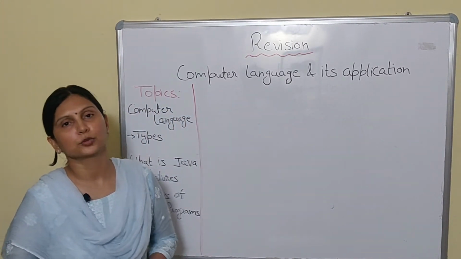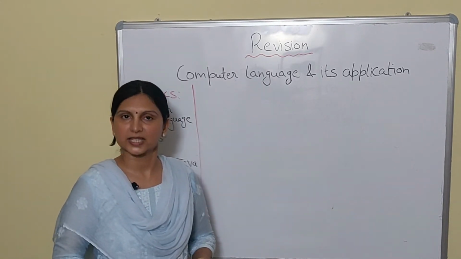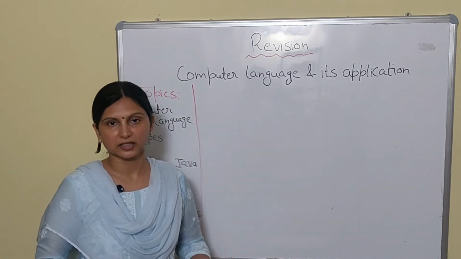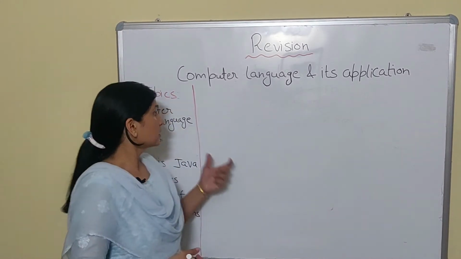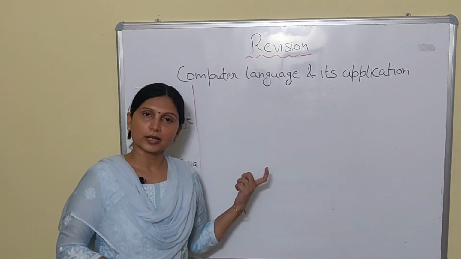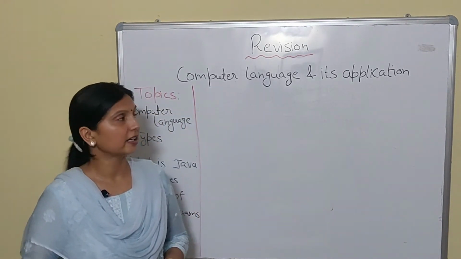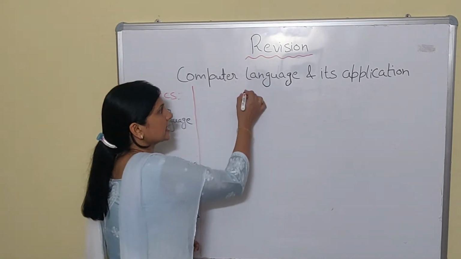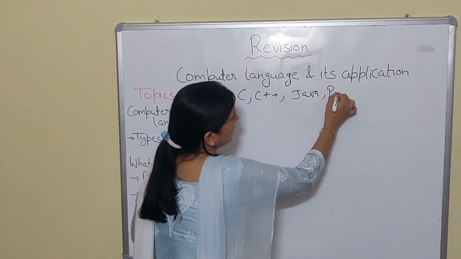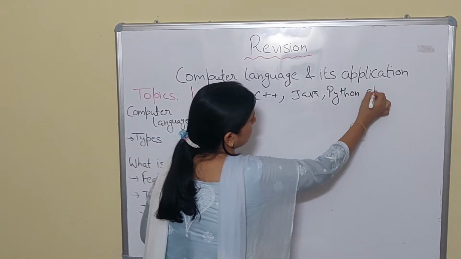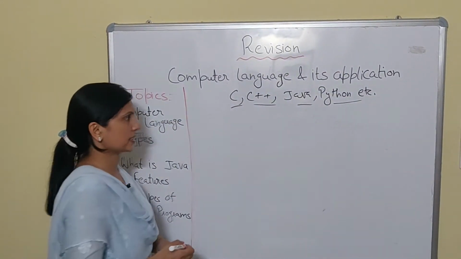Before coming to computer language, first we will discuss what is language. As we all know, language is a medium to communicate with others or to share our ideas and views. So what is computer language? Computer language is a language through which we can communicate with the computer. There are different types of computer languages like C, C++, Java, Python, etc.